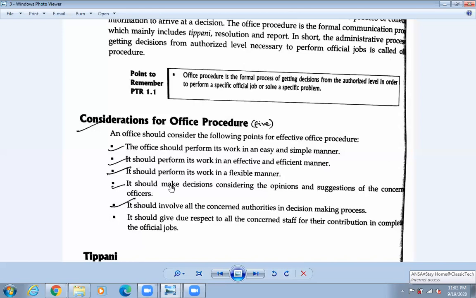So next one is it should make the decision considering the opinion and suggestion of the concerned officer. Sometimes we need to give the opinion to our staff also. So we need a computer. Why do we need a computer? Because we need to get our work done very fast. Okay, hamile alikati chito kaam garnuko lagi euta staff chahiyo. If we give the transportation facility to our staff, then there will be no delay in the office.